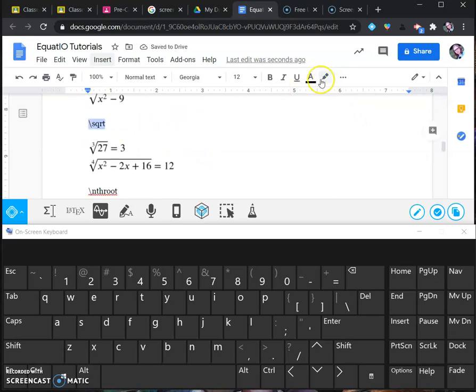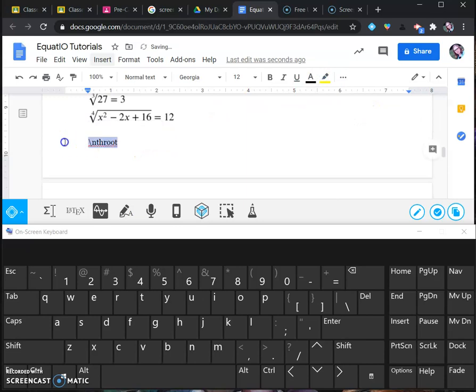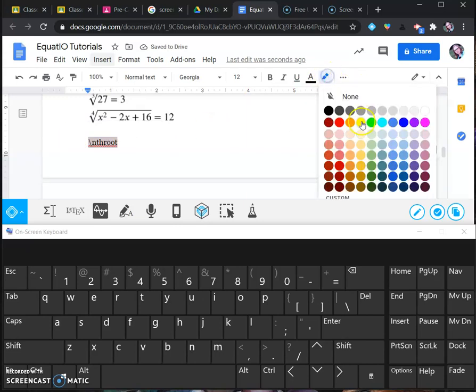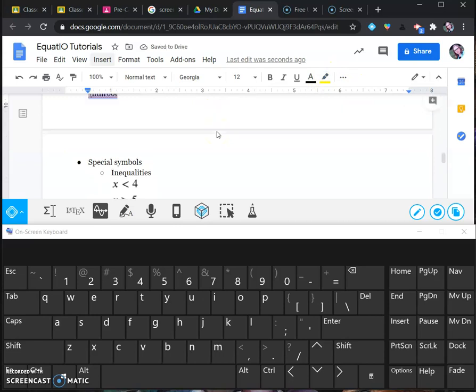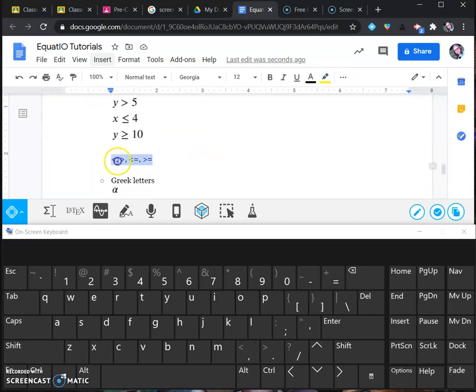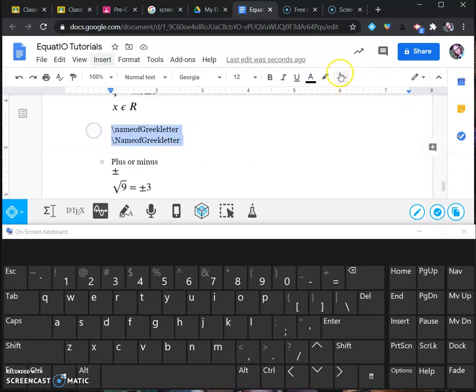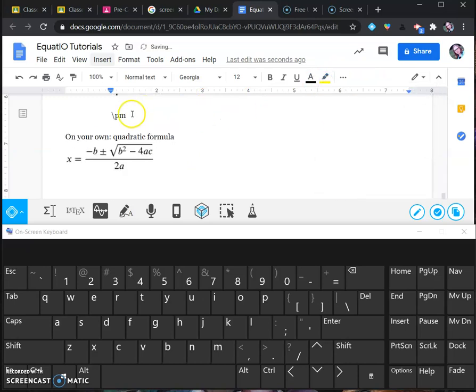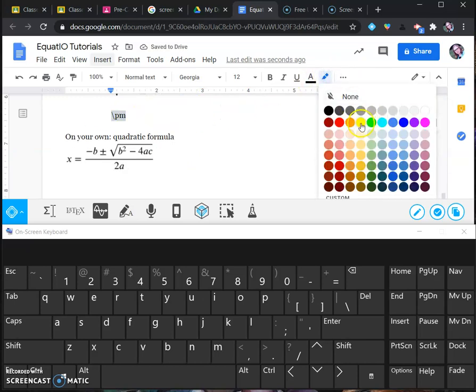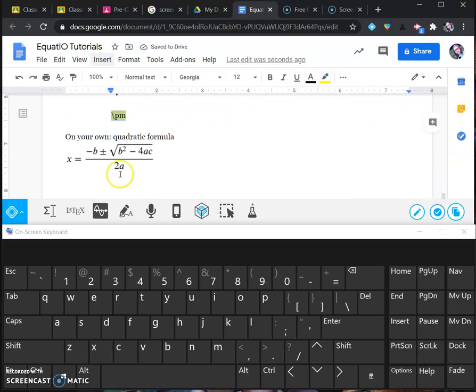Radicals you can use a square root, \SQRT, or for higher order roots you can do an nth root. Special symbols, your inequalities, you would just hit the keyboard symbols, either strict inequalities or greater than and equal to, less than and equal to. Greek letters, you just do backslash and then the name of the letter. And for plus or minus, \PM. So make note of those. You will definitely be using that. And even if it takes you a little while to get to remember all of the different little titles, it will save you a lot of time in the end.